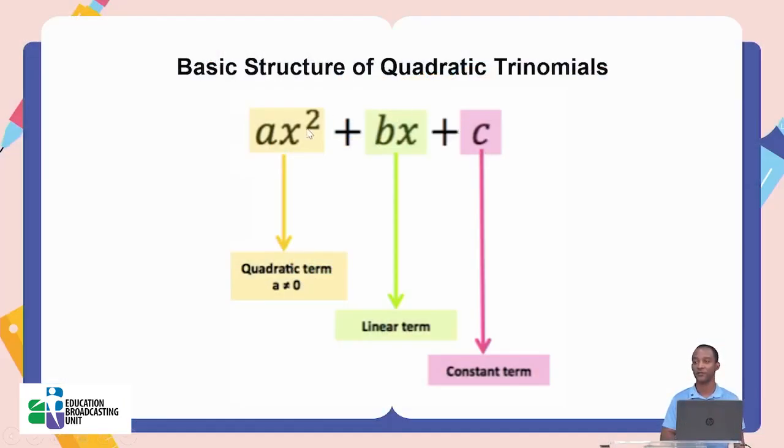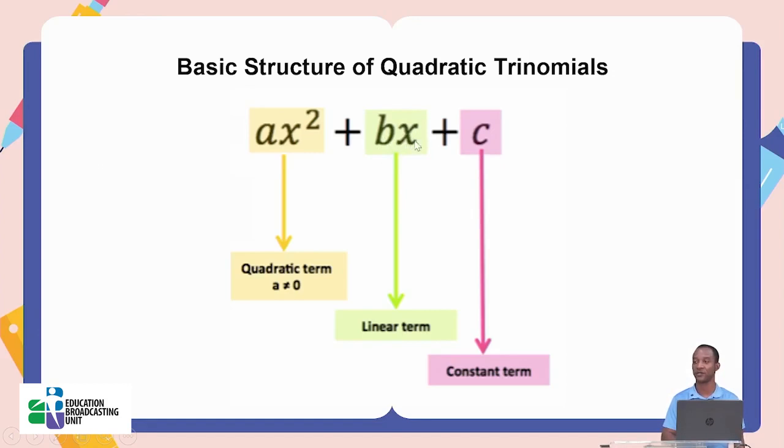The first term is the quadratic term. The variable x is raised to the power of 2. Hence, we refer to that as a quadratic term. A cannot be equal to 0. If a is equal to 0, then this term will no longer exist and we will end up with a linear expression. Now, this term is the linear term.